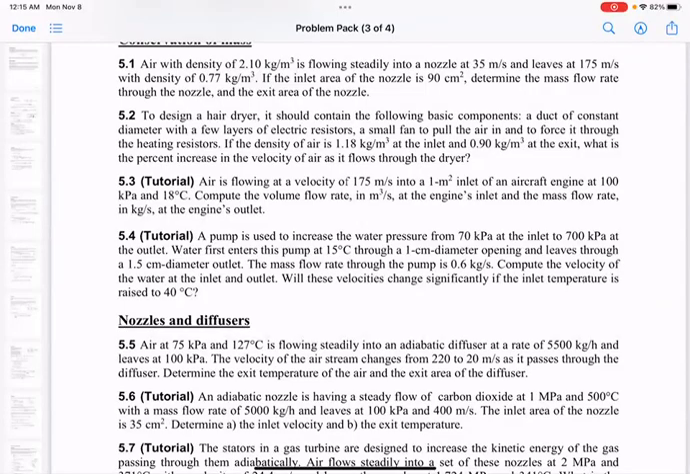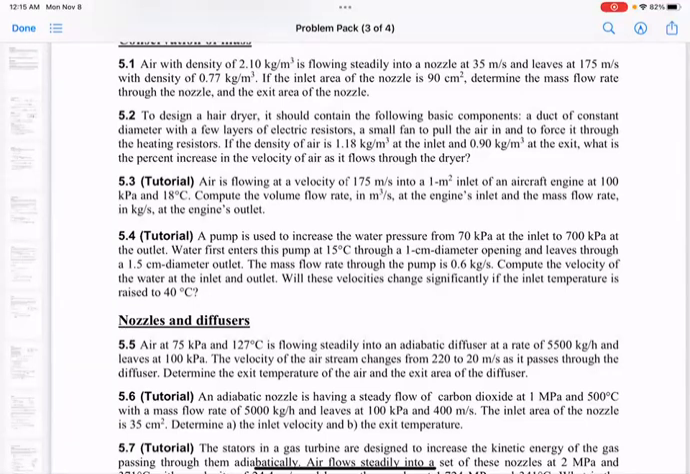So the next question: a pump is used to increase the water pressure from 70 to 700 kilopascals between the inlet and the outlet of the pump. Water first enters at 15 degrees Celsius through a 1 centimeter diameter opening and leaves through a 1.5 centimeter diameter outlet. The mass flow rate through the pump is 0.6 kilograms per second.